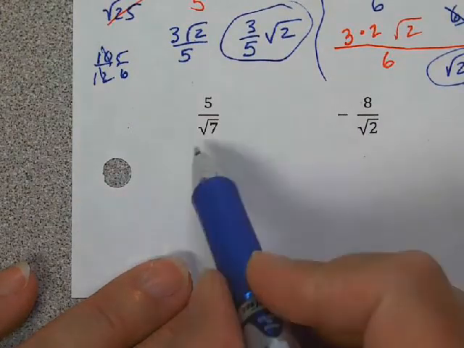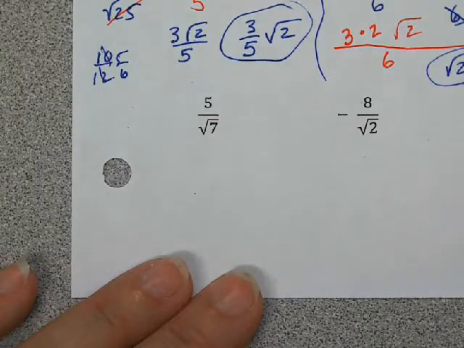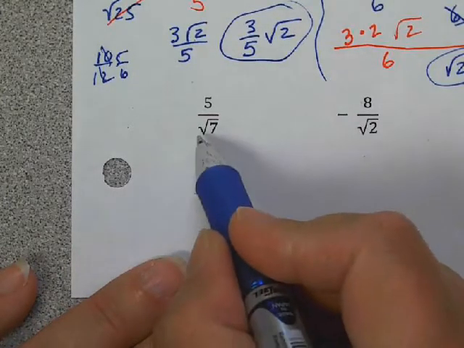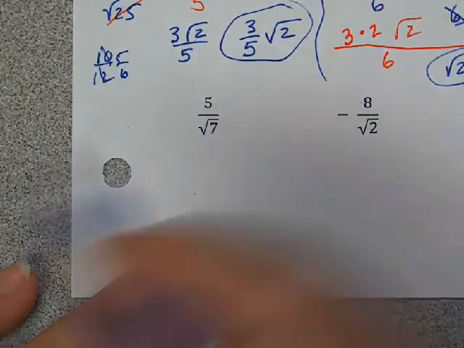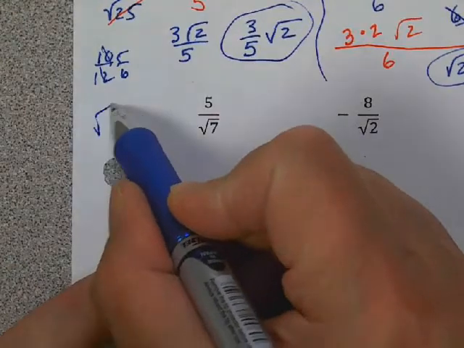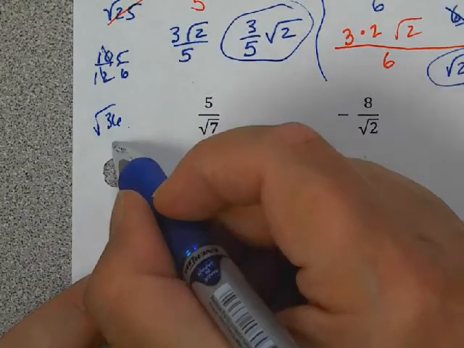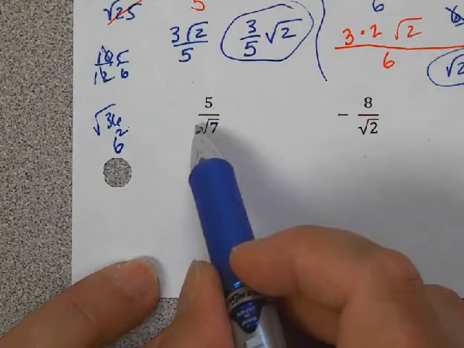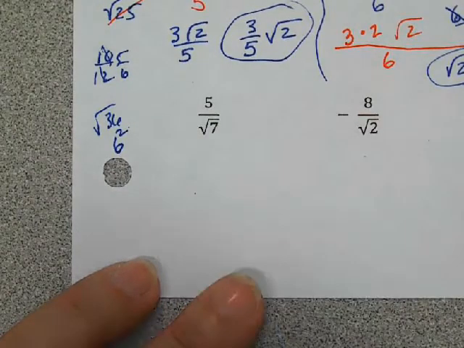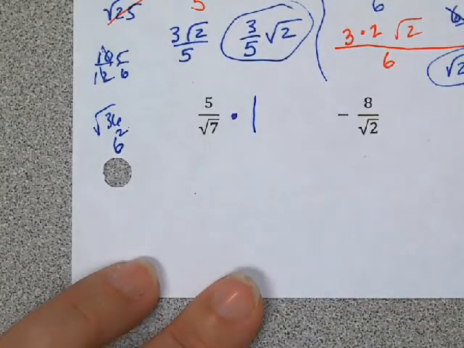If you see a problem that has a square root in the denominator, that is not the proper way to leave an answer. So I have to find a way to get rid of a square root. The only way that I know to get rid of a square root is if I have something like square root 36. I have a perfect number under there. And what makes that a perfect number is the fact that it's 6 squared. So if I want to try to get rid of square root 7, I'm going to have to multiply this by the big one. Because I can multiply any number times 1 and I haven't changed the number.